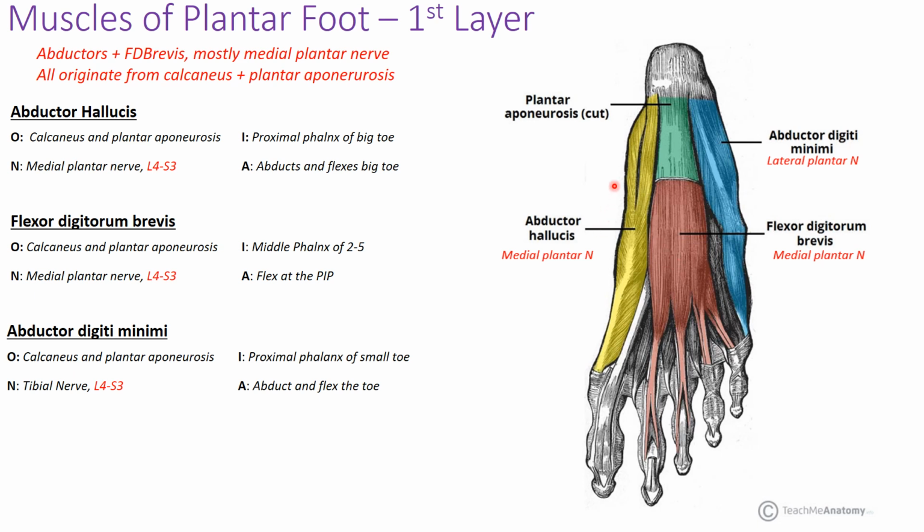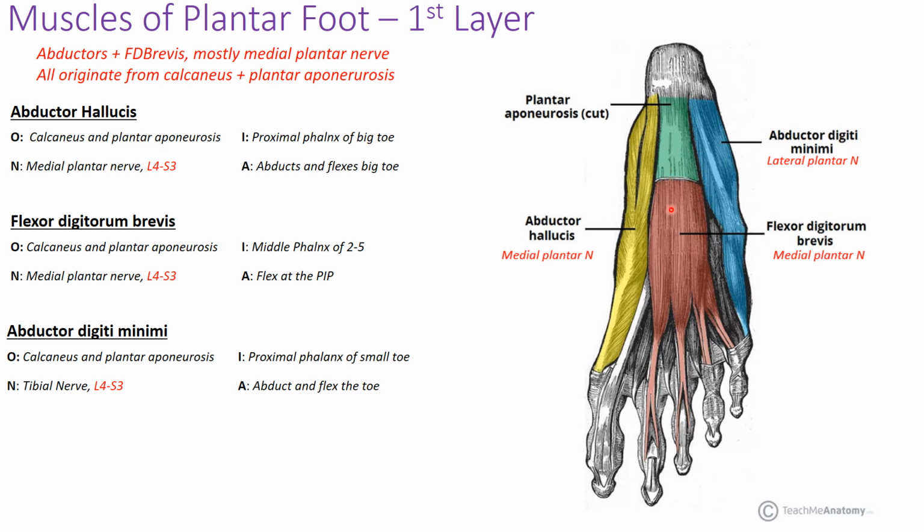Your abductor hallucis is going to arise from the calcaneus and plantar aponeurosis. It is going to insert into the proximal phalanx of the big toe. This muscle is innervated by the medial plantar nerve, which is a continuation, a branch of your tibial nerve, which went behind the medial malleolus. The action here is going to be to abduct and flex the big toe. You can get that from the name, abductor hallucis.